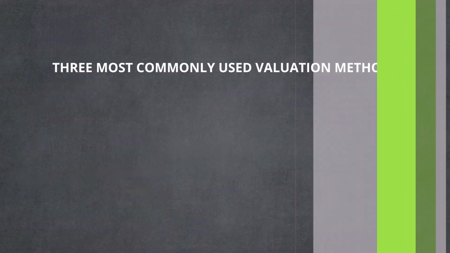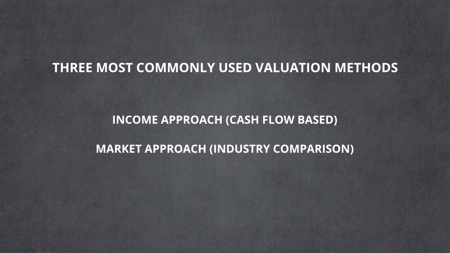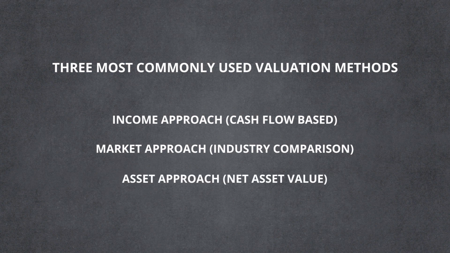In every conclusion of value report, there are 3 valuation methods that must be looked at. There's the income approach, which is a cash flow-based approach. There's the market approach, which basically compares your business to other companies in similar industries. And there's an asset approach that's going to take the fair market value of the assets minus the fair market value of the liabilities to determine the value.